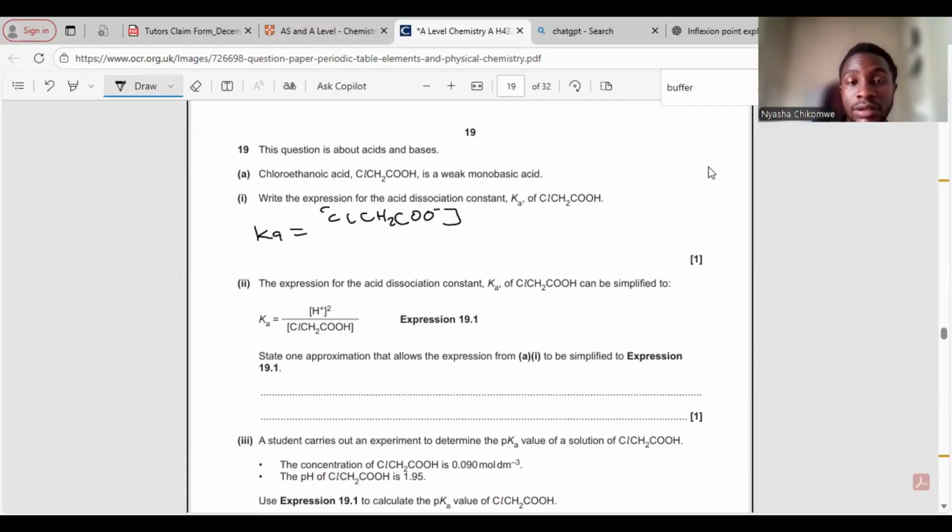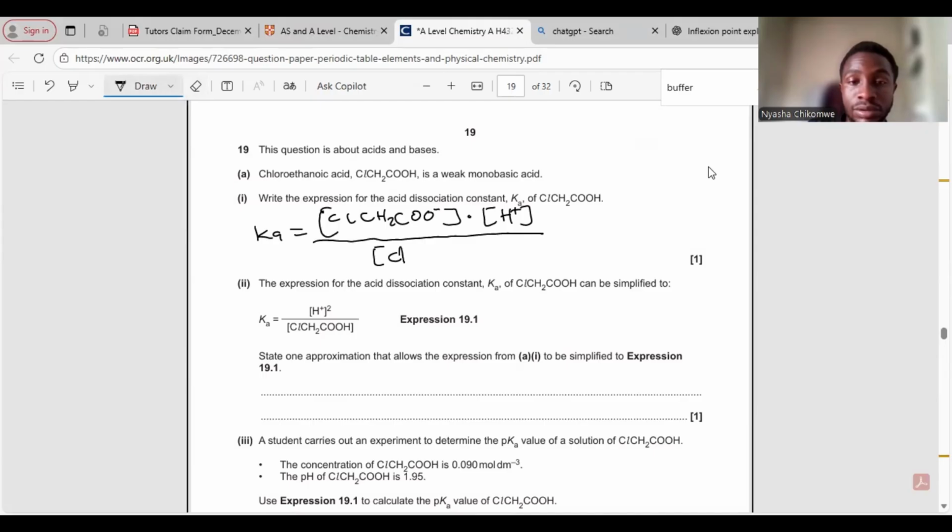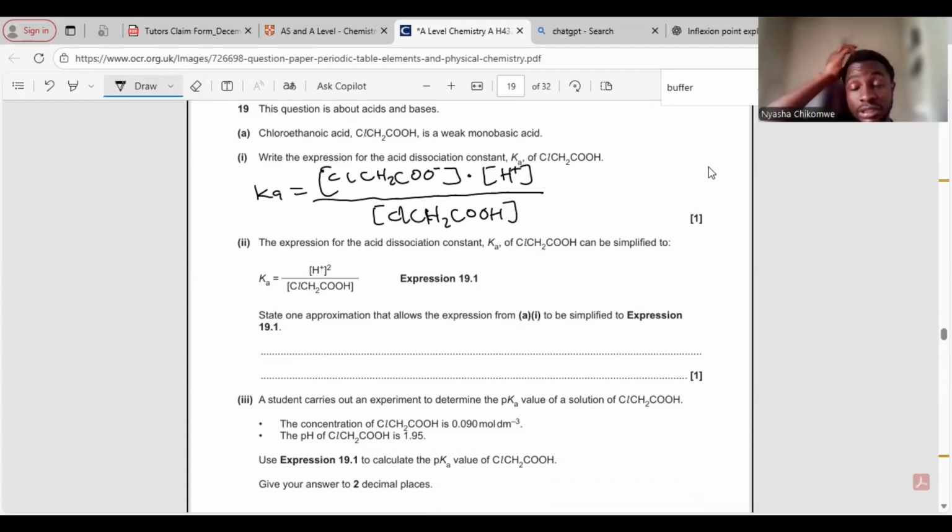ClCH2COO minus. Don't forget to include the square brackets because they mean concentration of. Then over ClCH2COOH. So that's the concentration of the acid. Okay, so the concentration of the products over the concentration of the acid. So how can this expression be simplified?